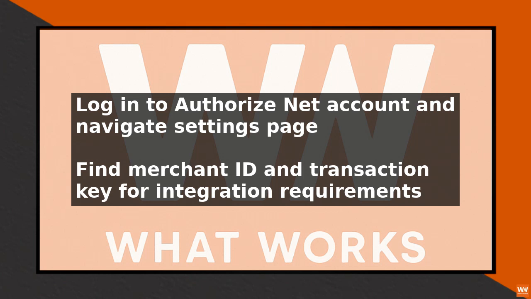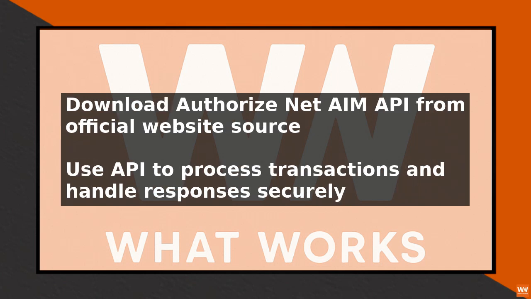Next, download the Authorize.Net AIM API from the official website. The API provides a set of functions that enable you to process transactions and handle responses from Authorize.Net.